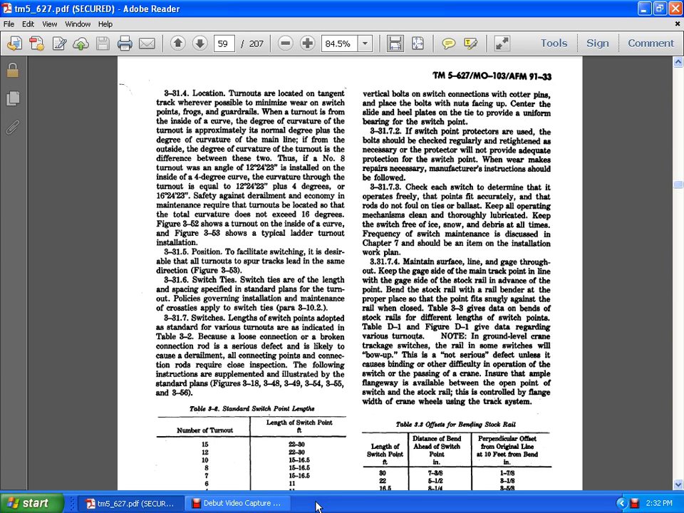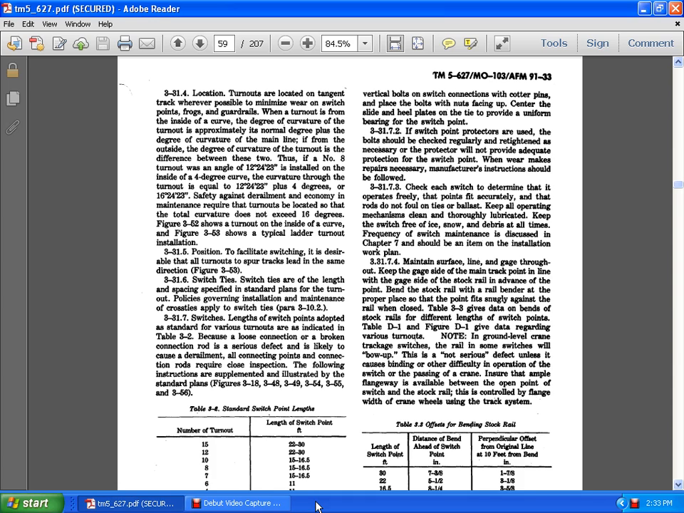3.31.7.4 Maintenance of surface, line, and gauge: throughout the maintenance of the track, keep the point on the line of the gauge side of the stock rail, advancing the point of the stock rail and using a rail bender in the process so that the point fits snugly against this rail when closed. Table 3.3 gives the data for bends of stock rails of different lengths and switch points, and Table D1 and Figure D1 give data regarding various turnouts.